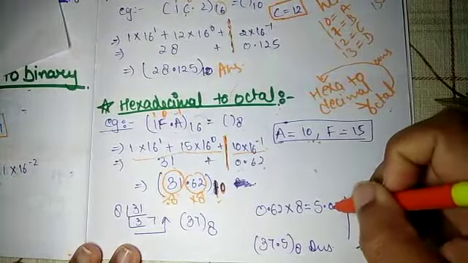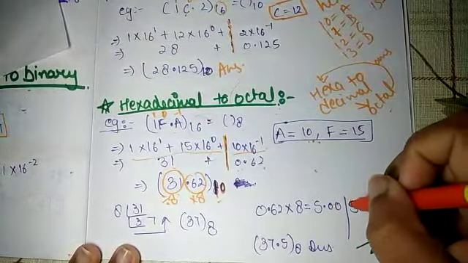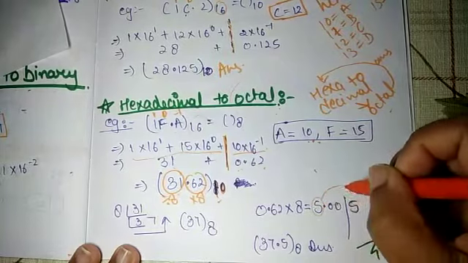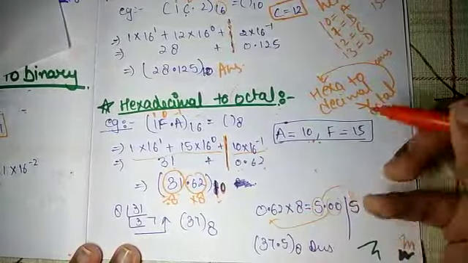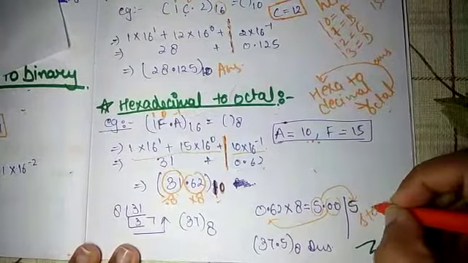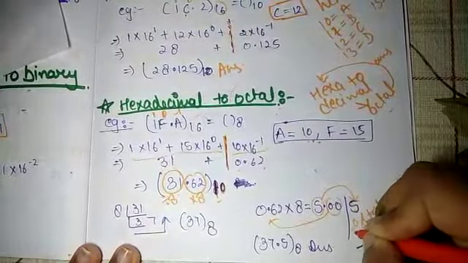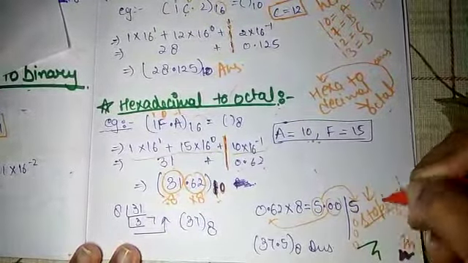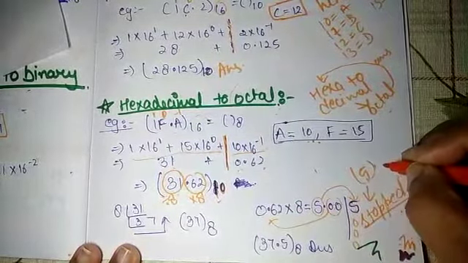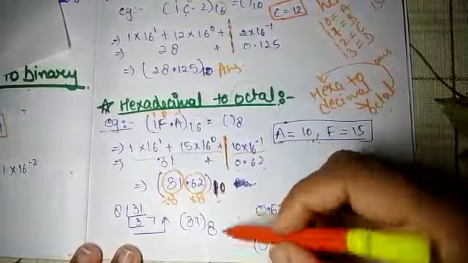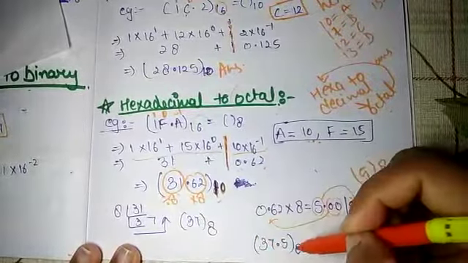5.00 means the rest of the values are 0. So this part is coming here and this value is going to this side. Multiplying 0 is always 0, so I have stopped here, because moving further it will be all 0. So from top to bottom we have 5 with base 8. So the answer is 37 with 5 with base 8. So 37.5 is the answer.